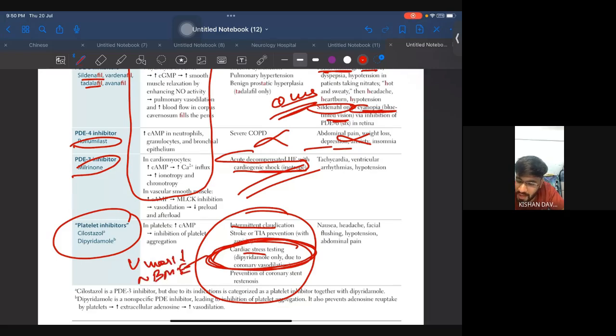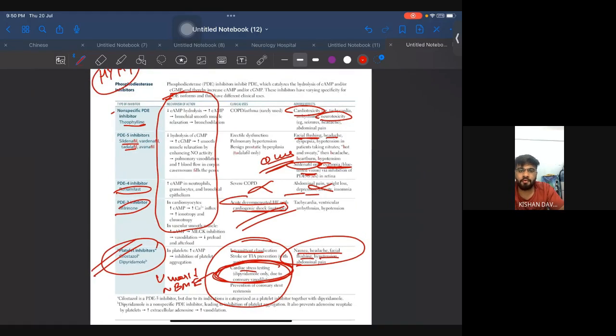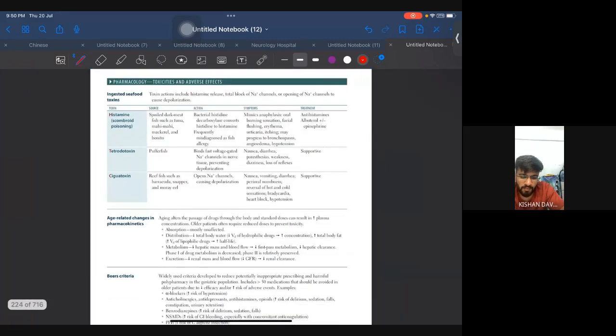Okay. So nausea, headache, facial flushing, hypotension, abdominal pain. This is very important. These are some of the points that I want you to really focus on. Whereas for the rest, the mechanism of all sorts of drugs, you have to remember the mechanism. Okay, moving ahead.